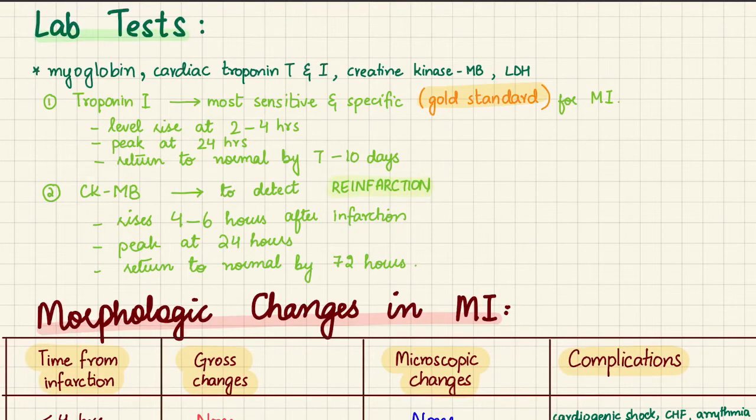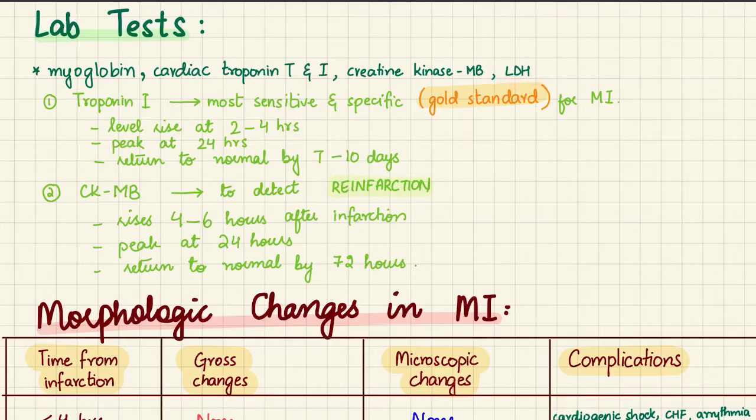Now, there are some lab tests that help us diagnose MI. We have many molecules which are present normally within the cardiac cells, and when they undergo necrosis, they sort of leak into the blood and then can be detected by blood tests. So these molecules are myoglobin, cardiac troponin T and I, creatine kinase MB, this is specific for myocardium, and lactate dehydrogenase.